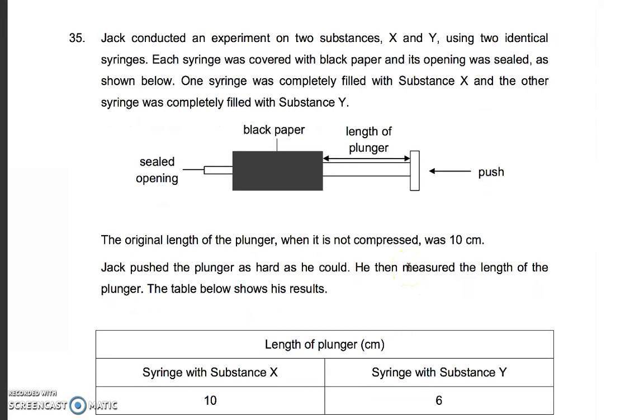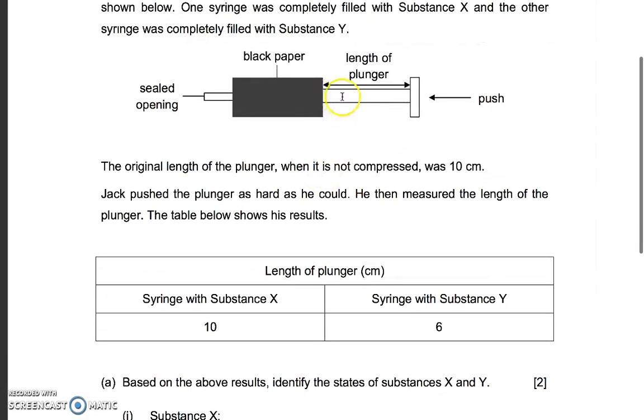Question 35. Jack conducted an experiment on two substances X and Y using two identical syringes. Each syringe was covered with a black paper and its opening was sealed. So this is sealed, there's a black paper covering it. One syringe was completely filled with substance X and the other was completely filled with substance Y. So there are two syringes, one is filled with substance X, another is filled with substance Y.